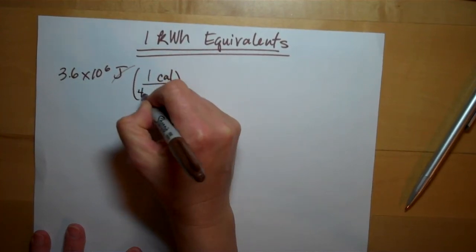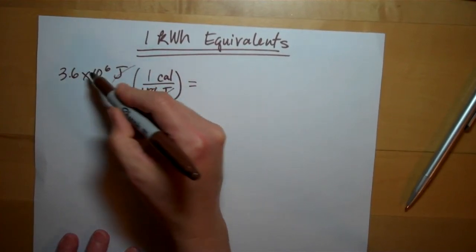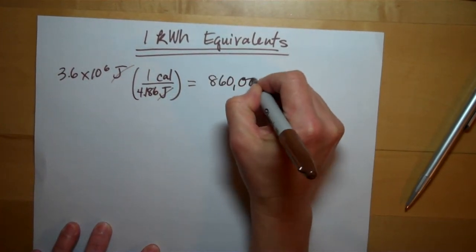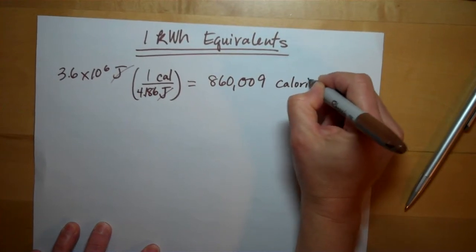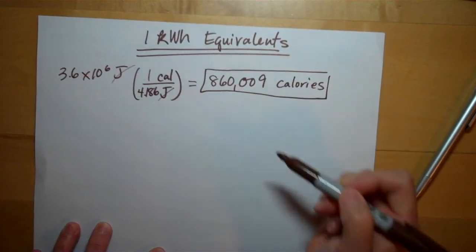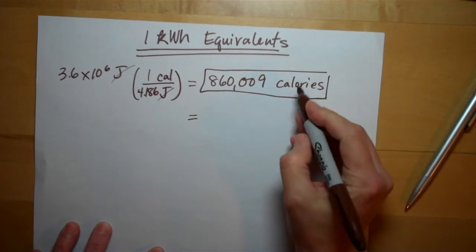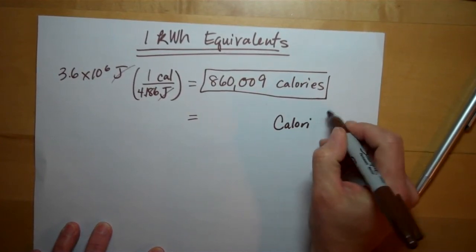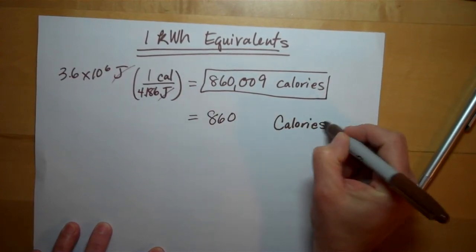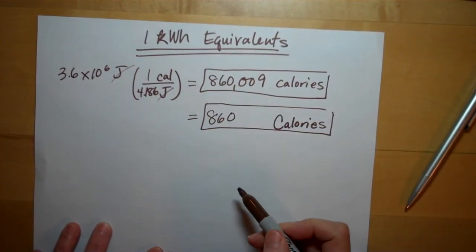1 calorie is the same as 4.186 joules. So joules cancel, divide 3.6 times 10 to the 6 by 4.186, and you come out with 860,000 calories. So that's the same as a kilowatt hour. Move the decimal place 3 spaces because the little calorie is related to the big calorie: 860 big calories. So both of these are equal to a kilowatt hour.